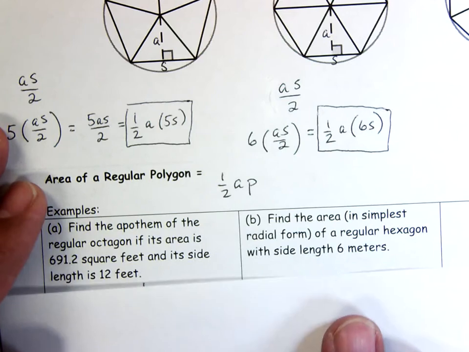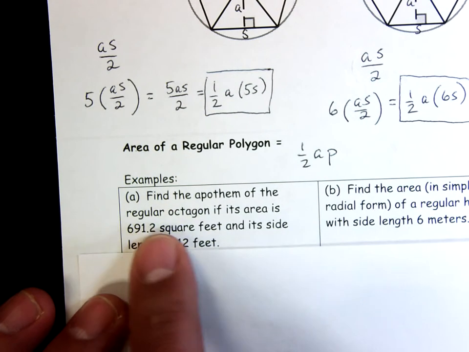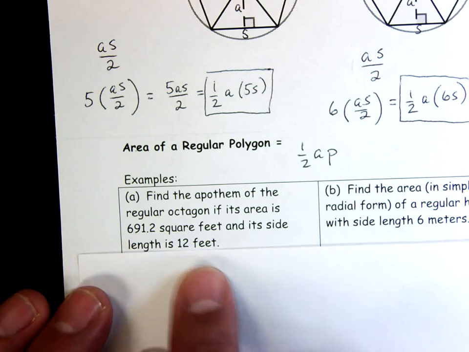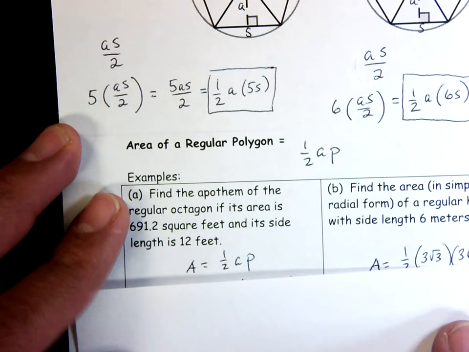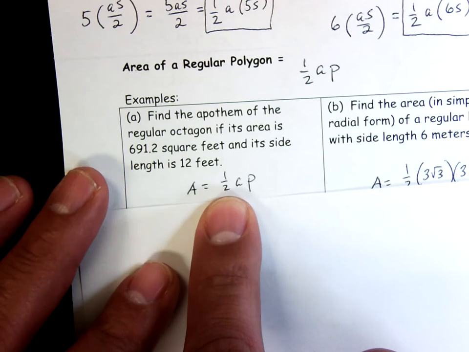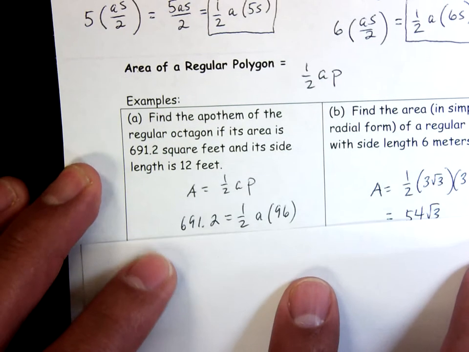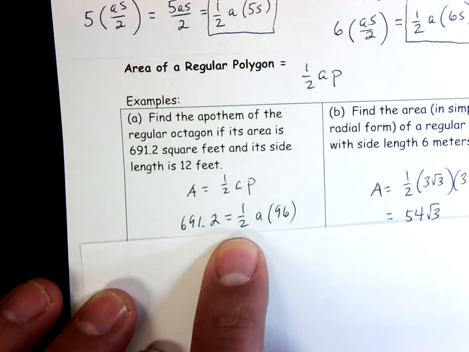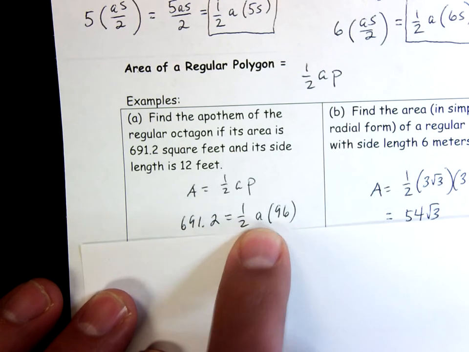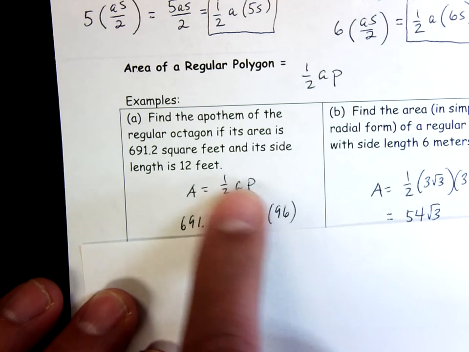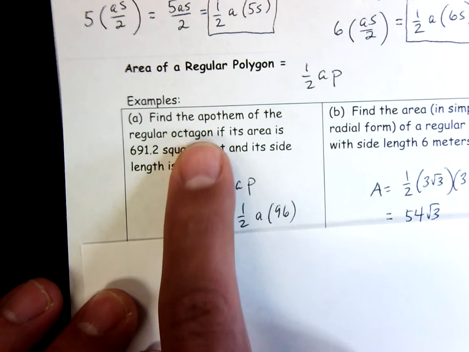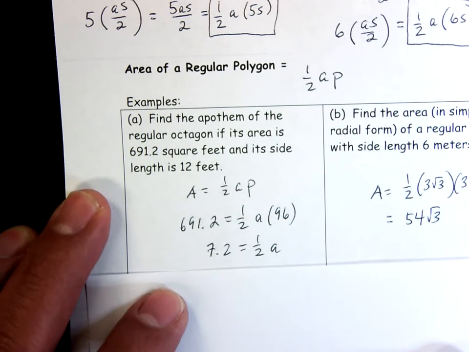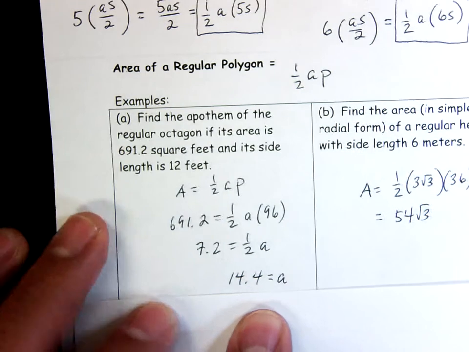Okay, example. Find the apothem of the regular octagon if its area is 691.2 and its side length is 12. Okay, so that's the formula that I'm going to use: 1/2 apothem perimeter. I plug in everything that I know. The area is 691.2 equals 1/2 times the apothem times the perimeter, which is 96. If each side length is 12 and it's an octagon, 8 times 12, perimeter must be 96. Solve for A, and I get that A is equal to 14.4.